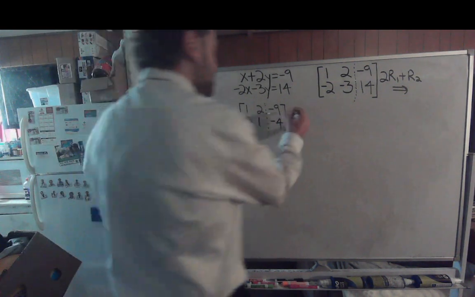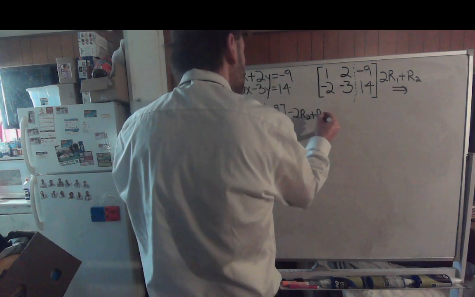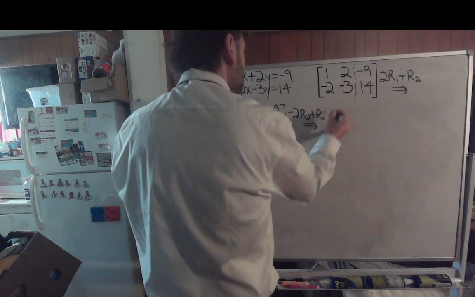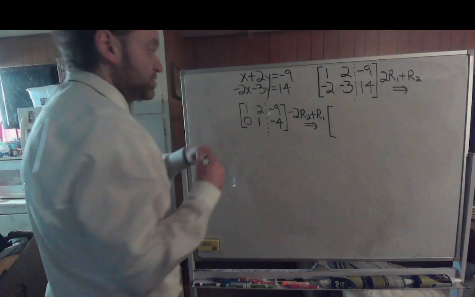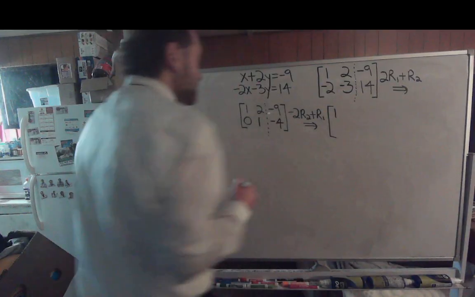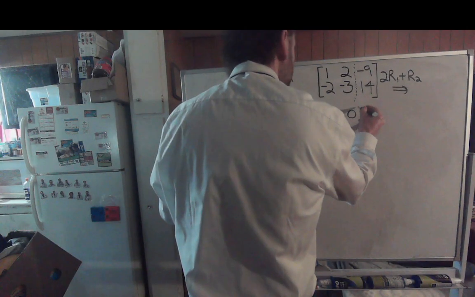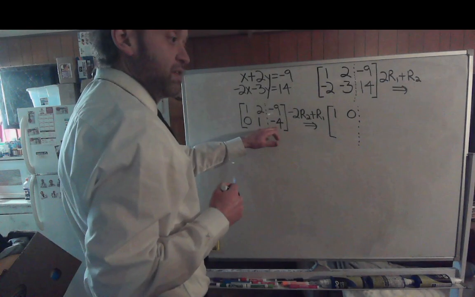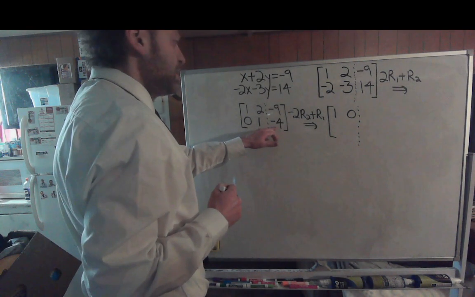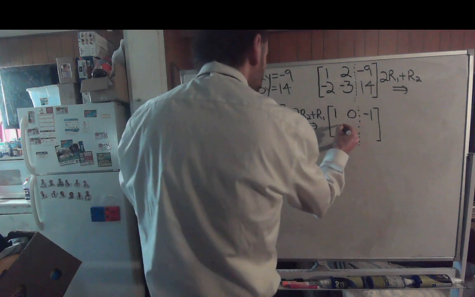So if I take negative 2 times row 2 and add that to row 1, I can definitely make that happen. So negative 2 times 0 is still 0, plus 1, that'll keep it 1. Negative 2 times 1 is negative 2 plus 2 is 0. Then negative 2 times negative 4 is positive 8. Minus 9 is going to be negative 1. And then you still have your second row.